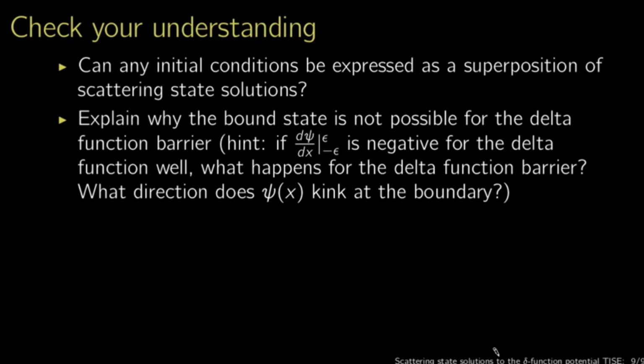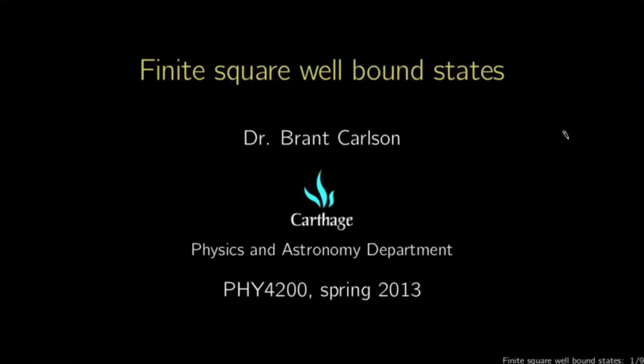To check your understanding, here are two questions to interpret what actually happens in the case of scattering states for the delta function potential. The last example of a solution to the time-independent Schrödinger equation that we're going to see in this chapter is the finite square well.